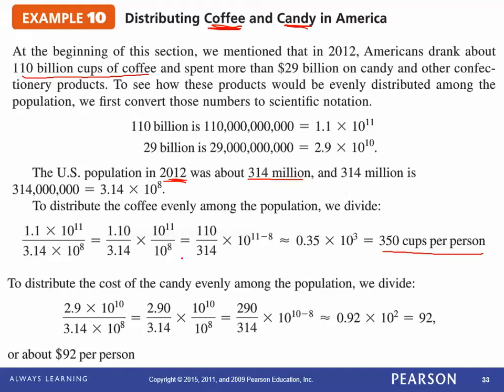Okay, so we're going to do the cost of candy real quick here. Cost of candy evenly distributed among the population. How much do Americans spend on candy? Is this per year? Okay, per year. So we take this in terms of scientific notation divided by population, and we find out that per year we spend $92 per person on candy, every single person.